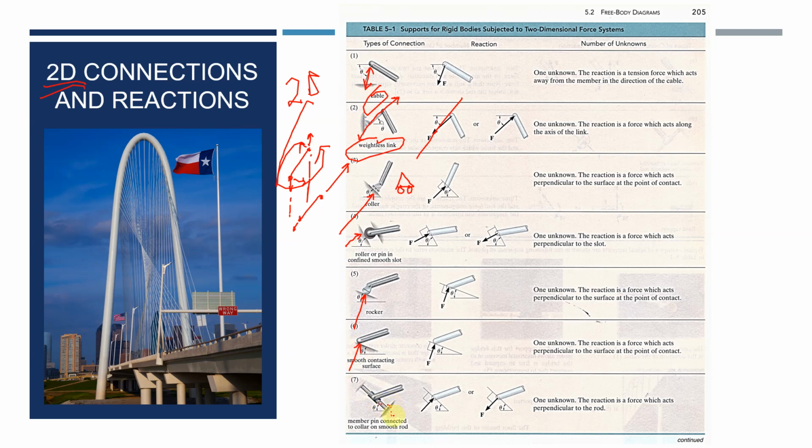A collar on a smooth rod. And by the way, let me back up for just a second. Smooth contacting surface, frictionless. Think frictionless. Collar on a smooth rod. Forces are perpendicular to the rod. The reaction forces are perpendicular to the rod in equilibrium.